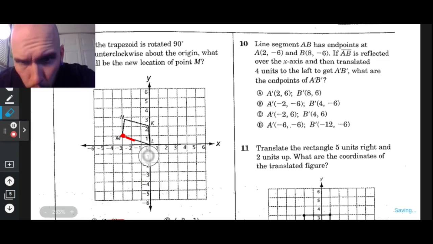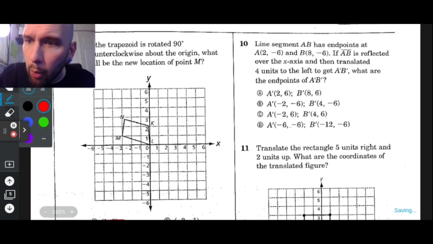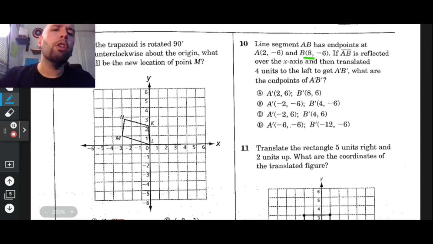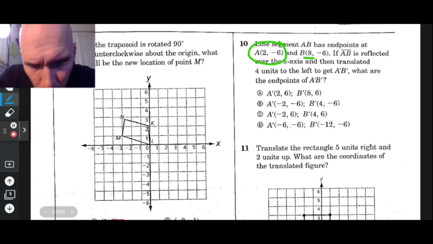And I can't graph B. And if you're like, why? Why can't you graph B? Well, because B has an 8 on it. So I'm going to graph A and do what this tells me to do. A is (2, -6), so (2, -6) lives down here.